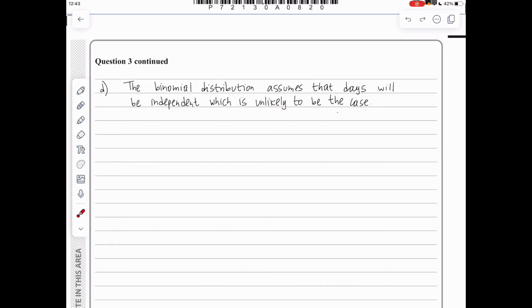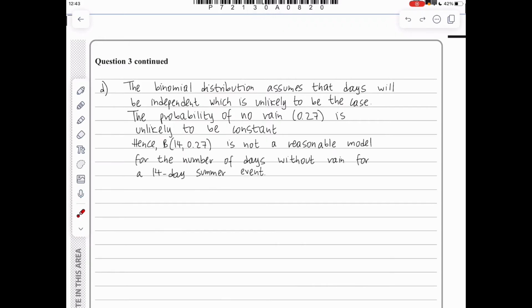And we can also say, an additional point we could raise, that the probability of no rain, 0.27, is unlikely to be constant, and therefore we conclude that the binomial model is not a reasonable one for the number of days without rain for a 14-day summer event.